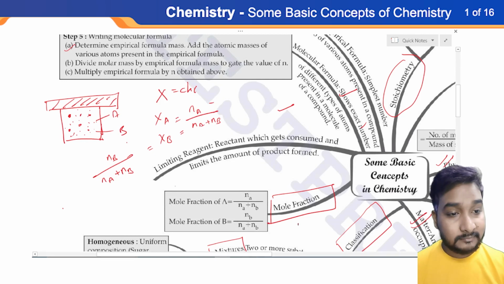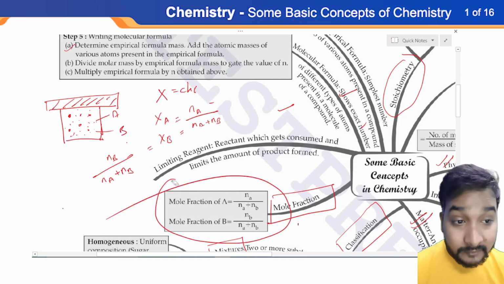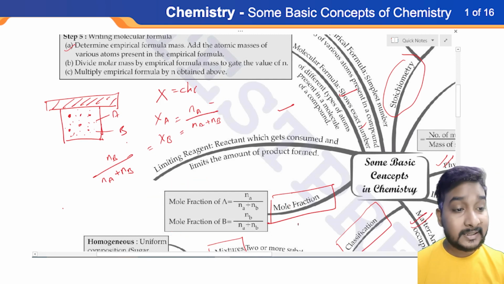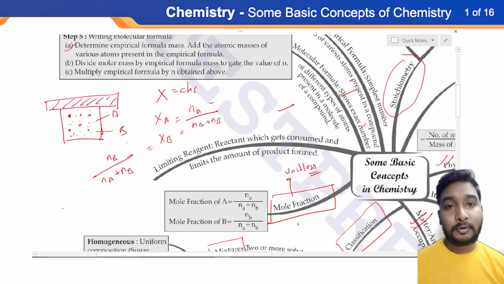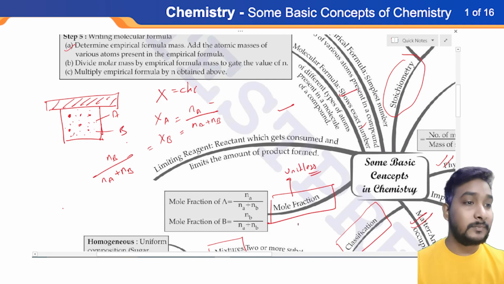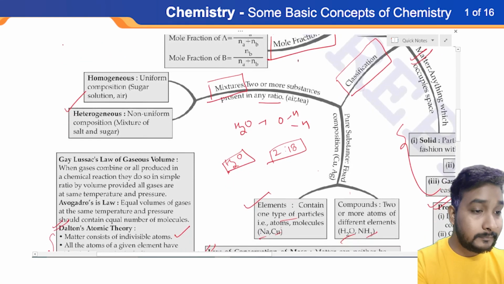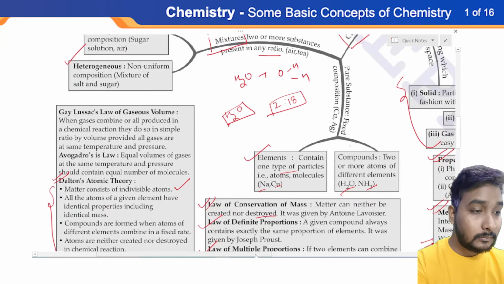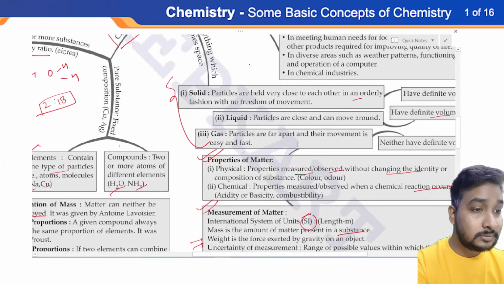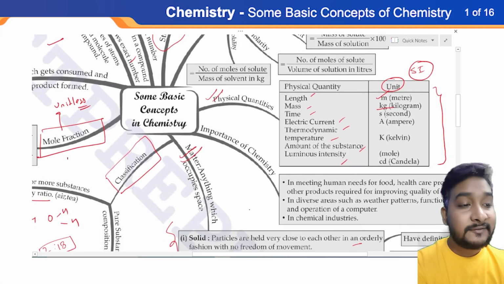So the formula is written here, you can remember it. And one more thing, mole fraction is unitless. This is a unitless value, you don't need to put any unit after the calculation. Okay, so we have completed almost everything. Now next, stoichiometry is completed. Yeah, importance of chemistry.